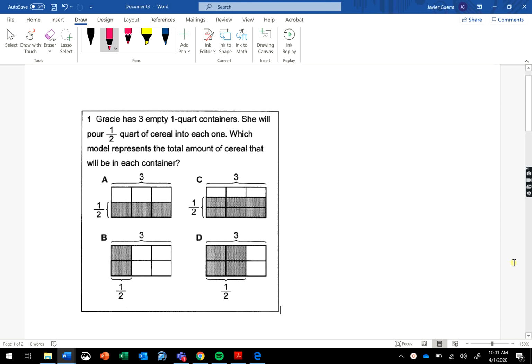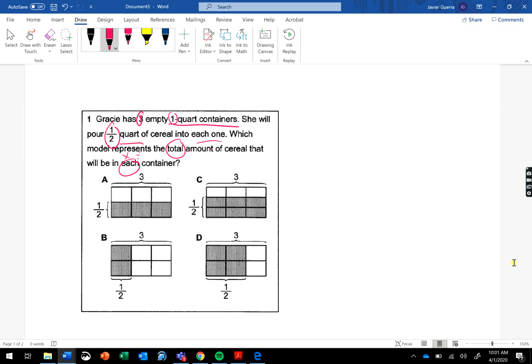Let's work on this one first, okay? So it says Gracie has 3 empty 1-quart containers. She will pour half a quart of cereal into each one. Which model represents the total amount? We're looking for the total amount of cereal that will be in each container. Okay, so each, right? You guys know that word. You understand that whenever you see each, it can be either multiplication or it can be division. Just depends on which one we pick.